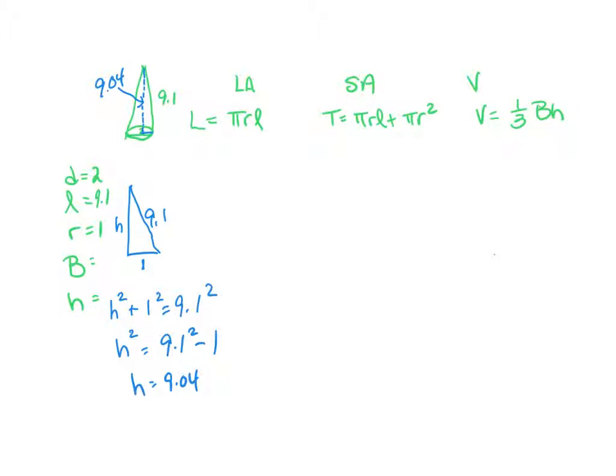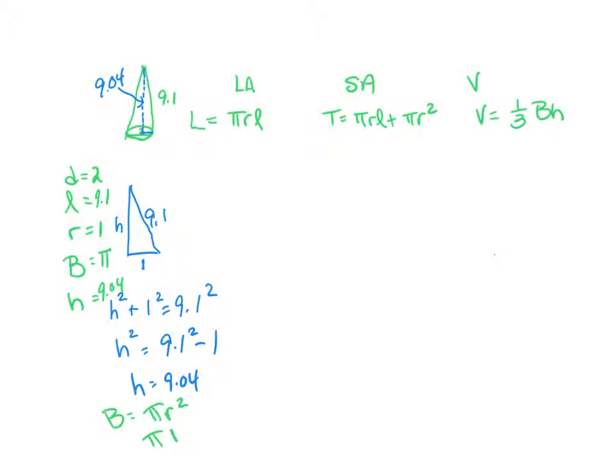The area of the base, what's the shape in a cone of the base? A circle. So the area of a circle is pi r squared. So big B is going to be pi r squared. And we're going to put pi at the end. So you're just going to do r squared, which is 1 squared, which is 1. So the area of the base is just a simple pi. You're just going to leave it like that. You're not going to put it in the calculator. And your height is 9.04.